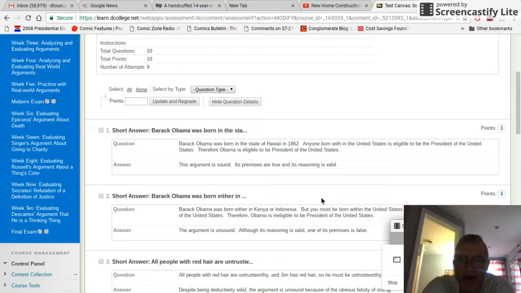Let's just start with the easy part. The reasoning is valid. Obama was born in Hawaii, which is in the United States. Anyone born in the United States is eligible to be president. Therefore, Obama is eligible to be president. It follows with deductive validity. So the only question is the truth of the premises. And here's where students might have reasonable objections.